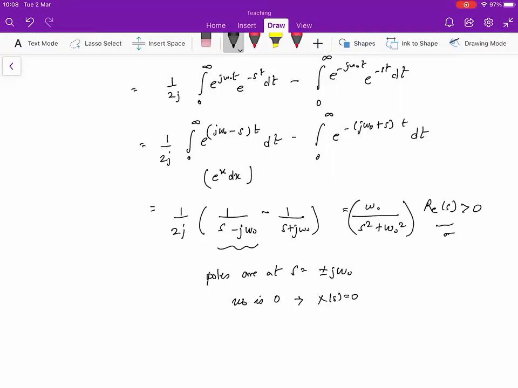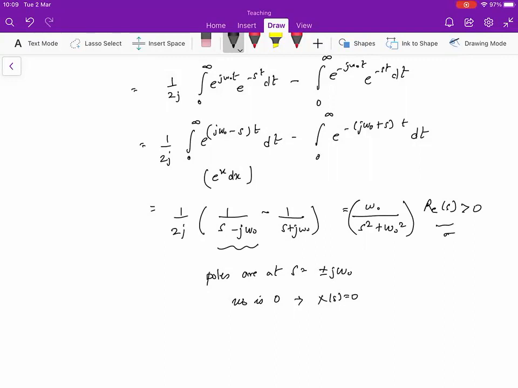Let me be precise here. The zero of a Laplace transform is the values of s for which the transform is 0. And so there is no value of s for which the transform is 0. But there is a value of omega naught for which the transform is 0. So that's when omega naught is 0.